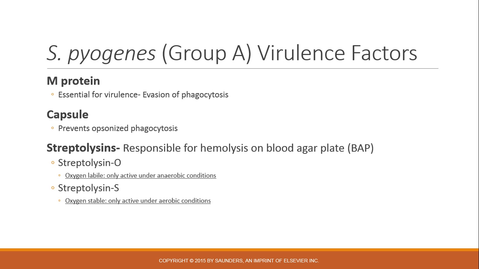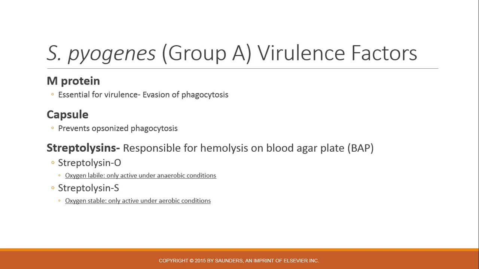Capsules are present. They do evade phagocytosis. It also has streptolysins, which are enzymes that can hemolyze red cells. So we'll see it on our blood agar plate. We'll see the beta hemolysis. And that's produced by 2 different streptolysins. Okay? There's streptolysin O, which is oxygen labile, and streptolysin S, which is oxygen stable. I say stabile because it helps me remember that S is stable in oxygen.